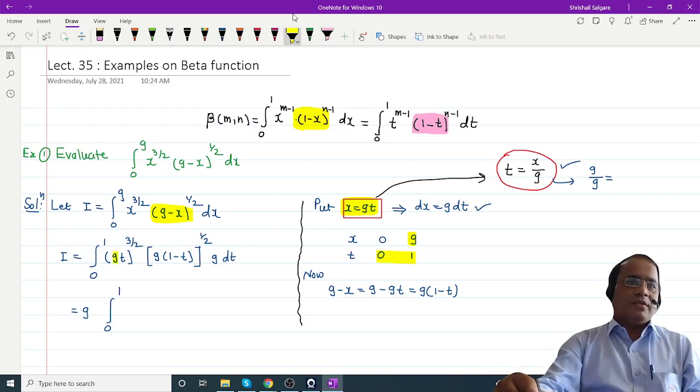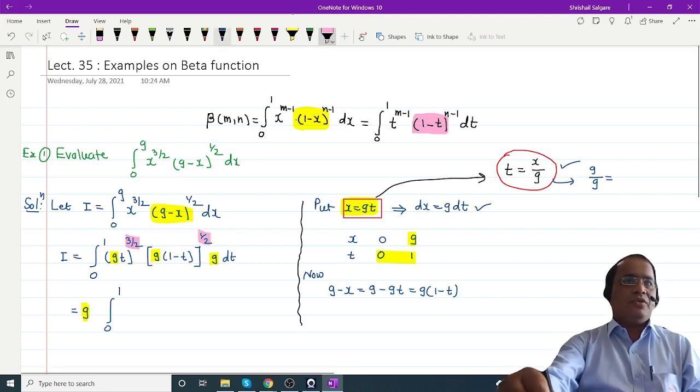So here you are having 9, here you are having 9, here you are having 9. That means 9 is a base. So that I have written outside. Now what is the power? Here for the 9, the power is 3 by 2. Here it is 1 by 2. Here nothing means that you can write as a 1.